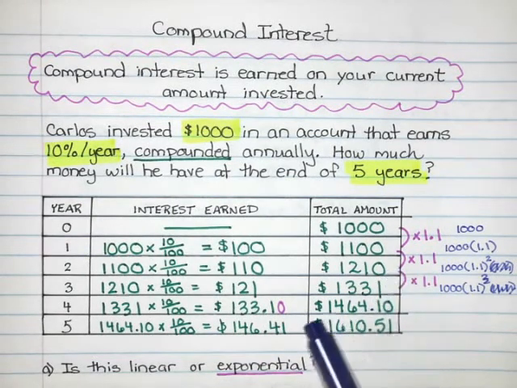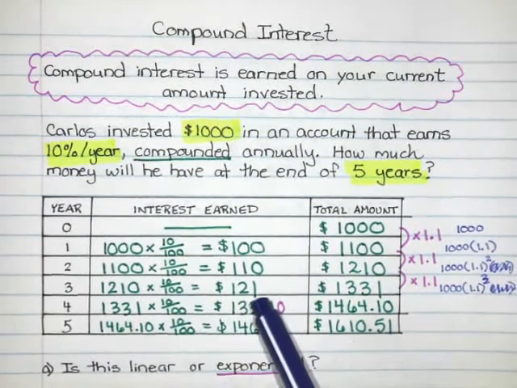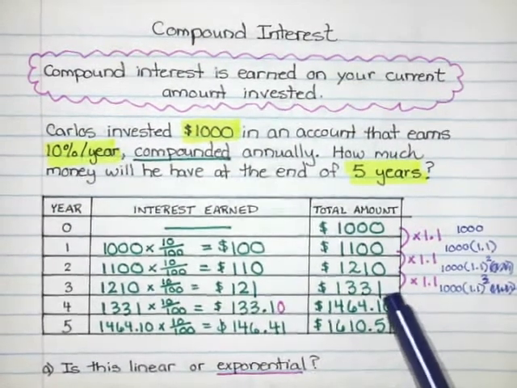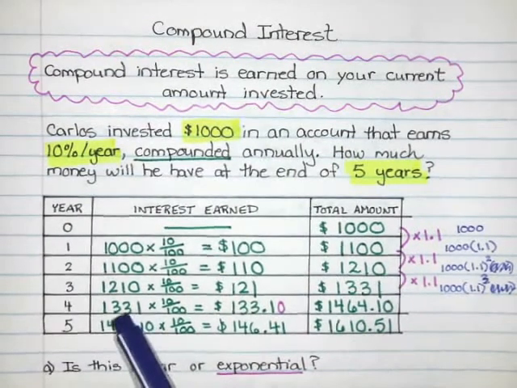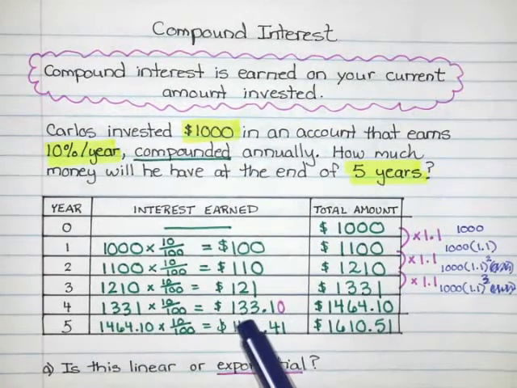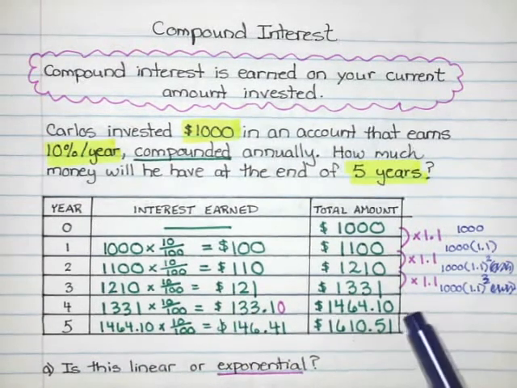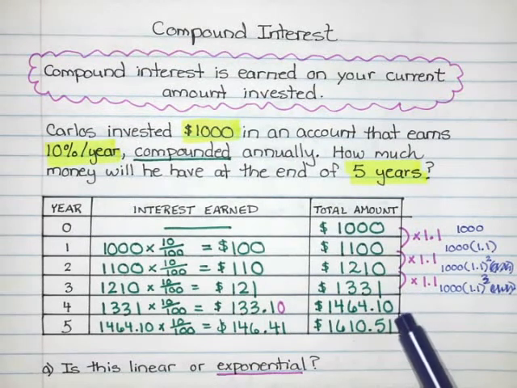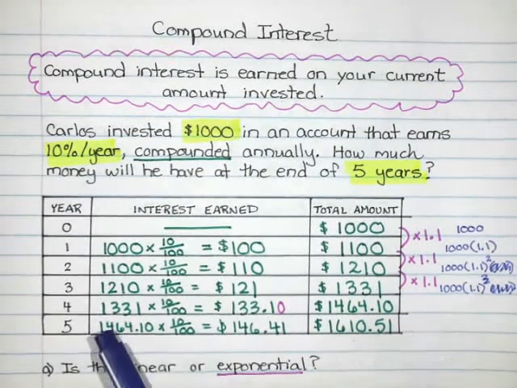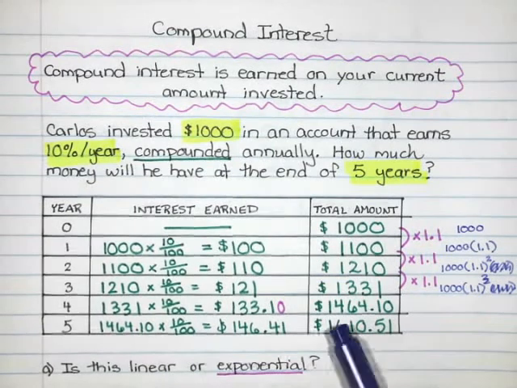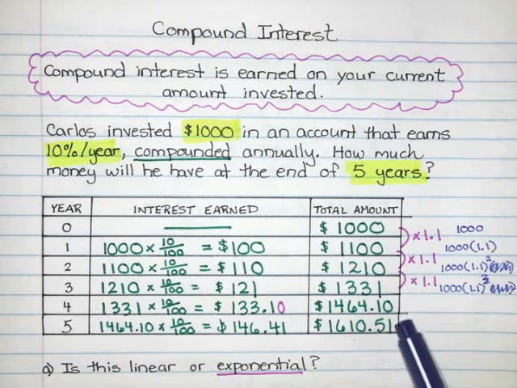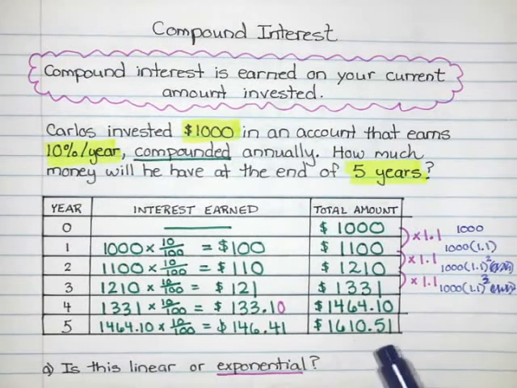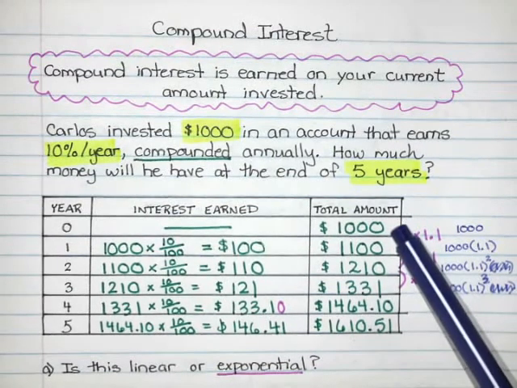So he then earns in year 3 10% of that, which is $121, for a grand total of $1,331. In year 4, he gets 10% of that amount, which is $133.10, for a grand total of $1,464.10. And then in year 5, he gets 10% of that, which is $146.41. And when you add that all together, he has a total of $1,610.51.